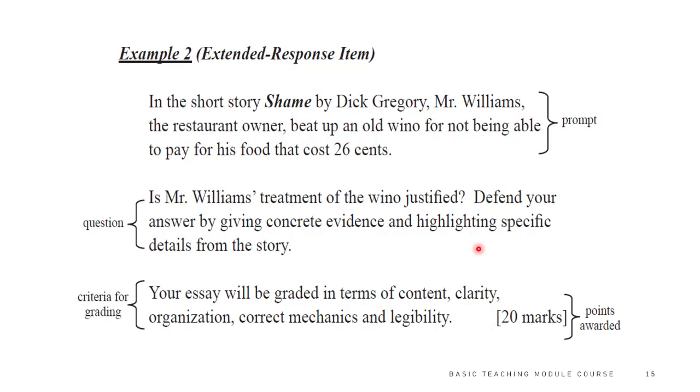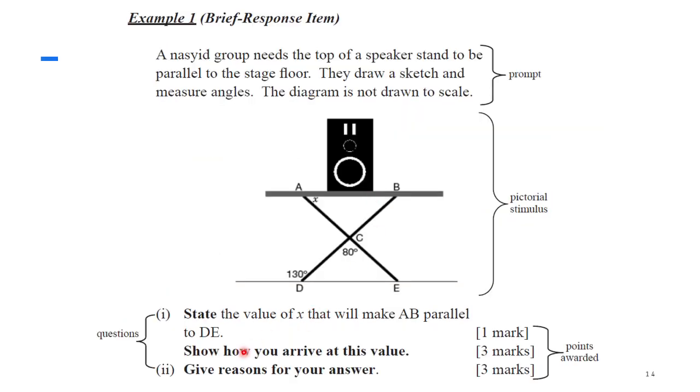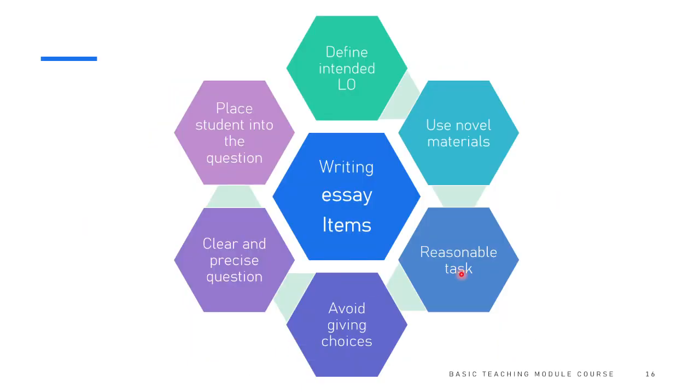So reasonable here means in terms of time, for example, or in terms of the task itself. Like the question, here, show how you arrive at this value. You ask this question, but you give 20 marks for it. That's also unreasonable. Students don't know what more to write. So reasonable could mean that it is based on time, students have enough time to complete the essay items, or that the question is reasonably matched with the marks allocated. That's also part of that as well.